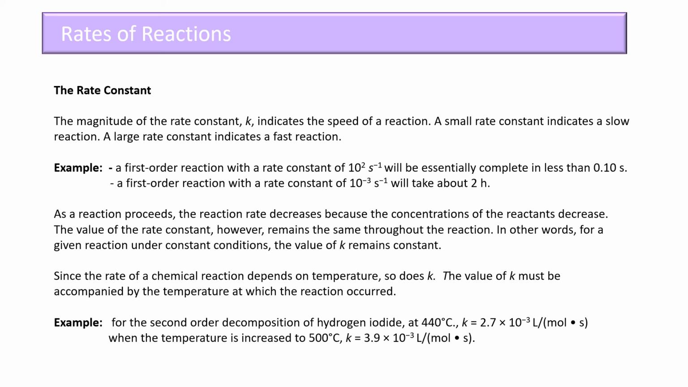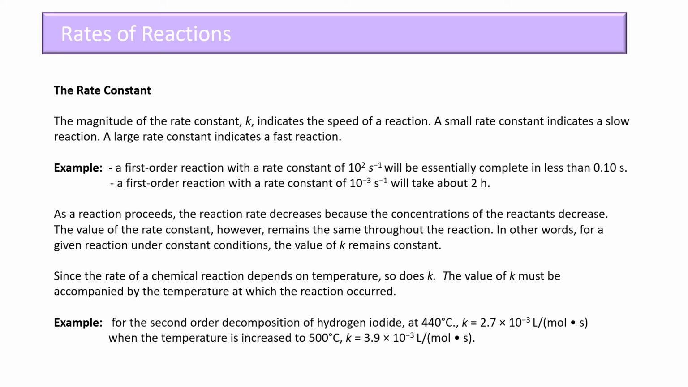As the reaction proceeds, the reaction rate decreases because the concentrations of the reactants decrease. The value of the rate constant, however, will remain the same throughout the reaction. In other words, for a given reaction under constant conditions, the value of k remains constant. Since the rate of a chemical reaction depends on temperature, so does k. The value of k must be accompanied by the temperature at which the reaction occurs.